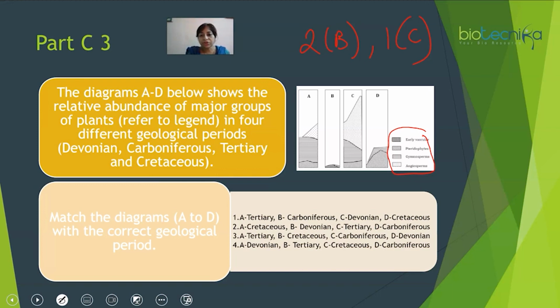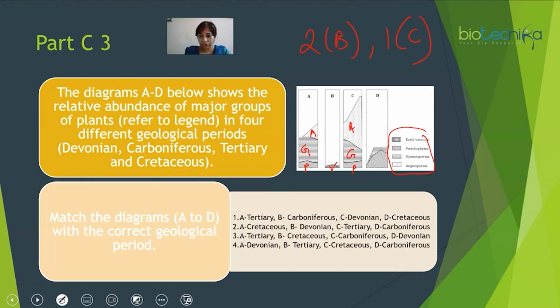As you see here in part B, it is only the squared boxes, meaning early vasculars. So early vasculars are developing in B. Then in A, there are pteridophytes down here, then gymnosperms, and angiosperms. For B, it is only the early vasculars. For C, again, it is pteridophytes, gymnosperms, and angiosperms, but the angiosperm portion is higher. That means a lot of diversification of angiosperms is happening.